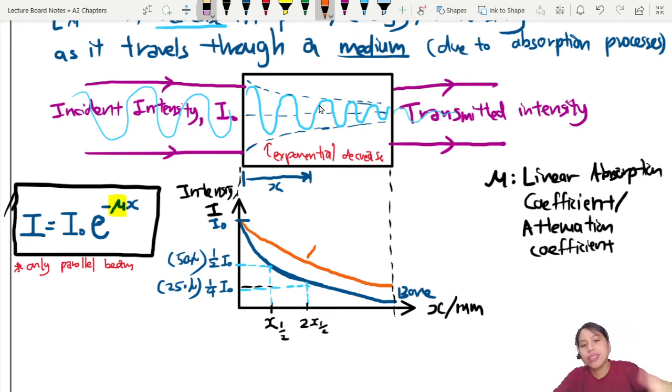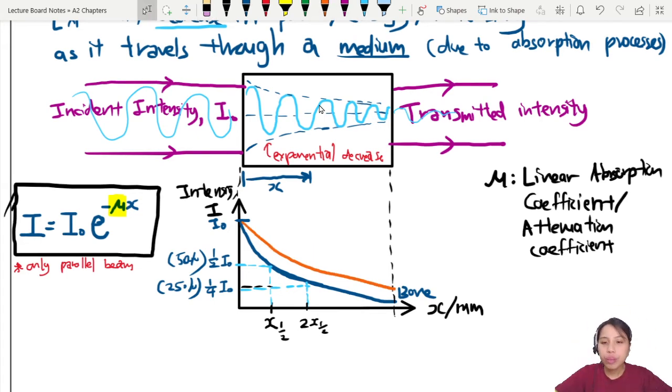But my drawing is a bit messy. So let's label this: if this is water or anything that has a smaller mu, let's call it smaller mu. Smaller mu will affect this graph. If you study the graph of exponential in maths, please apply your knowledge. How does this negative mu, this constant mu, affect the shape of the graph? Go check out your graphs.